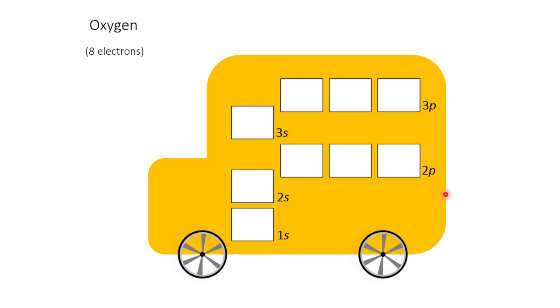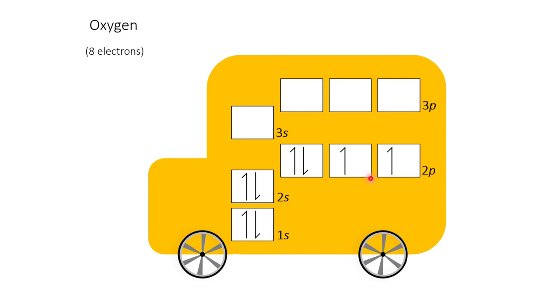Oxygen behaves the same way. These will pair up first because they're lower energy. It takes less energy to climb 1 flight of stairs than it does 2. So we would fill our 1s orbital first, then our 2s orbital, and then our 2p orbitals. We have 8 electrons, so now we need to have 4 arrows in the 2p. So 1, 2, 3, 4.